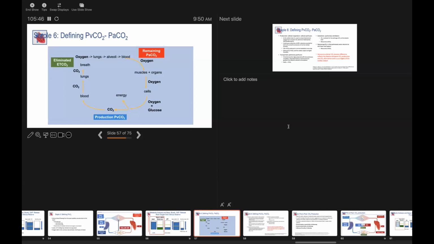Because I need to see how much CO2 you're producing and how much you're eliminating. If you're producing a lot, that's a big burden for the lung. You've got to blow that CO2 off. If you can't blow that CO2 off, it's going to remain in the arterial bed. And I have to go back and say, is the problem elimination, the problem production, or both?